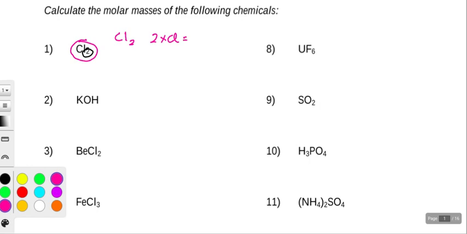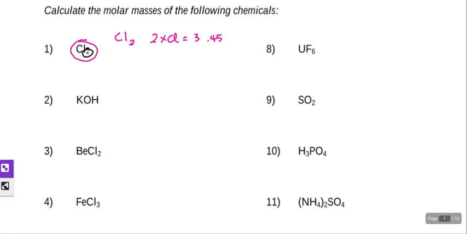Each chlorine atom, if I take a look at my periodic table, has a molar mass of 35.45. That's 35.45 grams per mole. And we have two of them in this molecule. So 35.45 times 2 gives me a molar mass of 70.90. And again, the units for molar mass would be grams in 1 mole of Cl2.